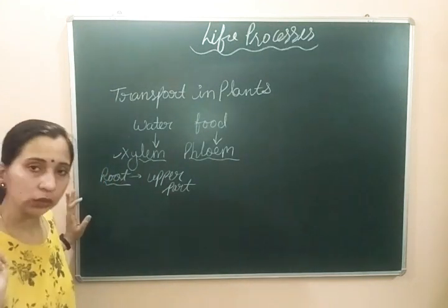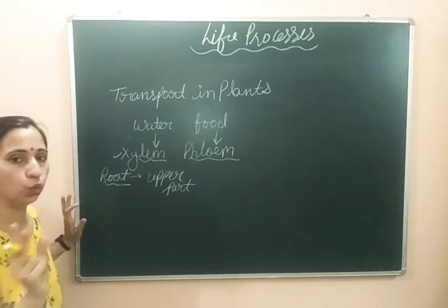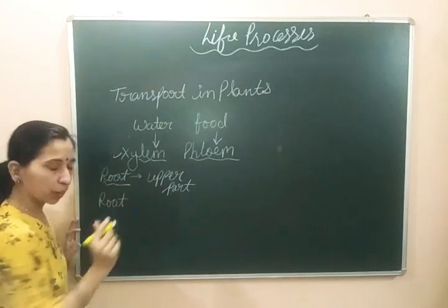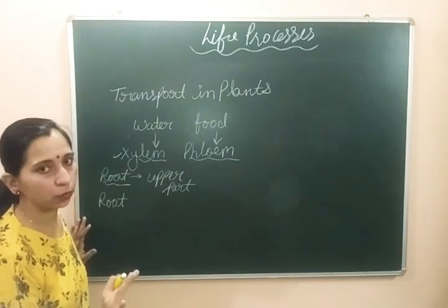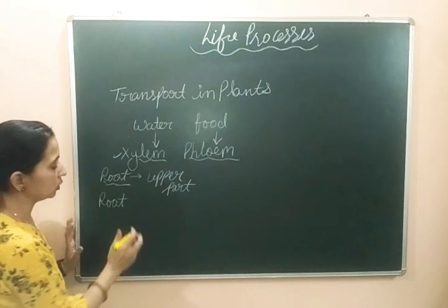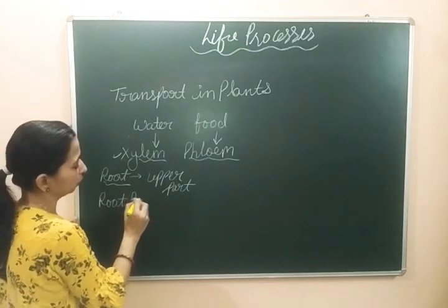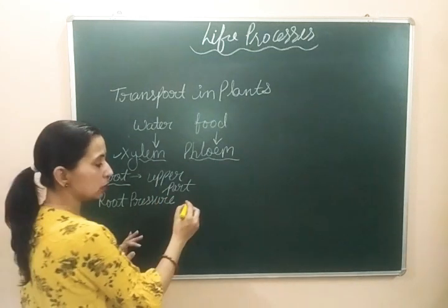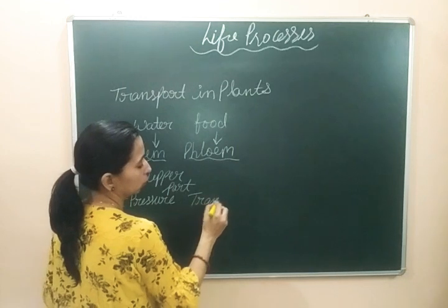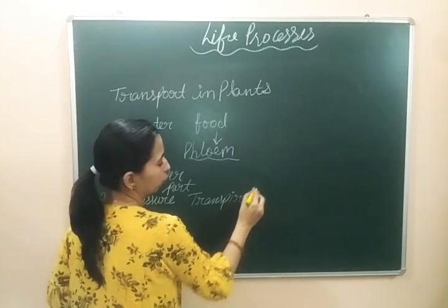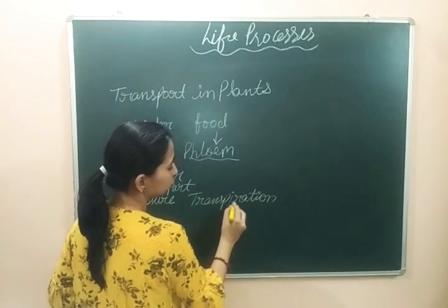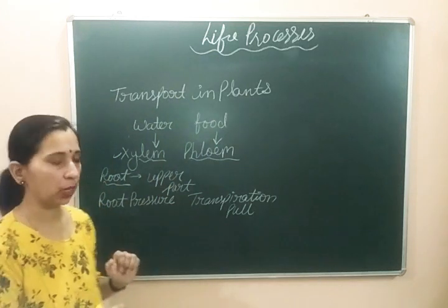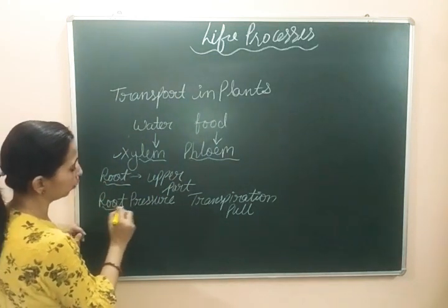Through the xylem the water is transported into the plant by two ways. One method, or we can say the first mechanism by which the water is transported into the plants is root pressure, and second mechanism is transpiration pull. So plant adopt these two mechanisms for the transportation of water through roots to the upper part of the plant. We'll discuss first about the root pressure.